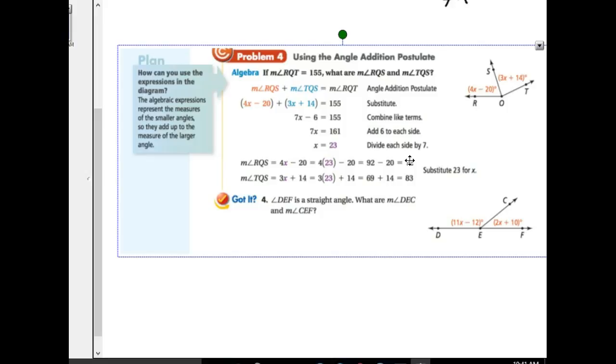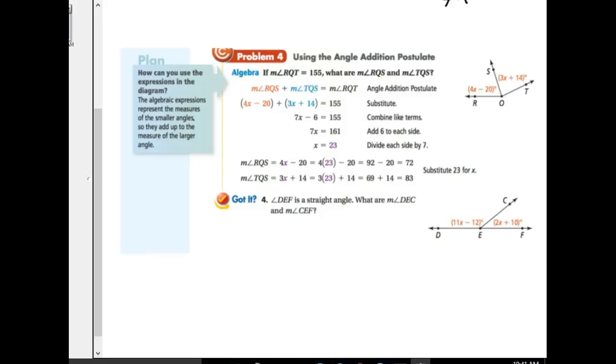Okay? Now, let's look at the got it one and do this one together. What's a little bit different about the got it one is it's saying that DEF here is a straight angle. Now, let me circle that word straight. A straight angle, forgive me, it's not doing too hot. A straight angle simply means that it is a flat angle, and we know that straight angles equal 180 degrees.